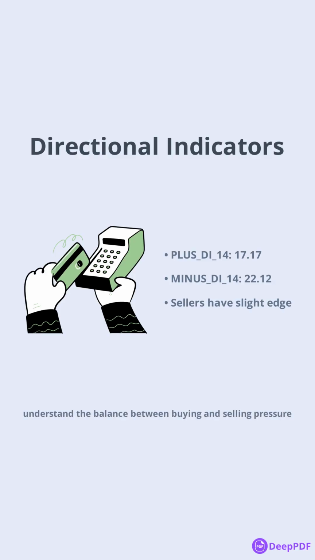For TXN, plus DI14 is 17.17 and minus DI14 is 22.12, indicating that sellers have a slight edge. The DX14 at 12.59 is also low, reinforcing the idea of a weak trend. This setup suggests that while sellers are in control, the overall conviction is not strong and the trend could shift quickly.